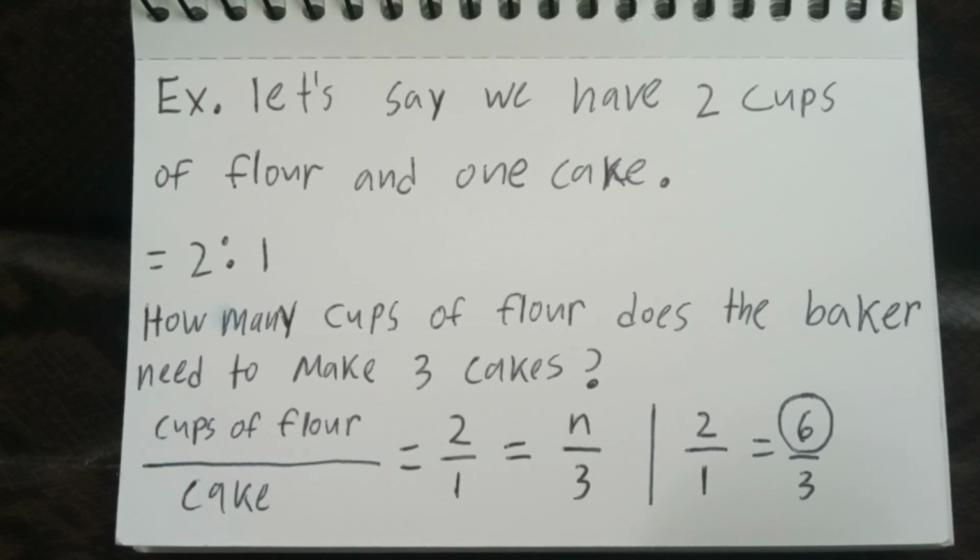And then we have to divide 6 by 1. So 6 divided by 1 will give us 6. So that will be our answer. So now 2 times 3 is 6 and 1 times 6 is 6. So that means the answer is proportion and it's correct.